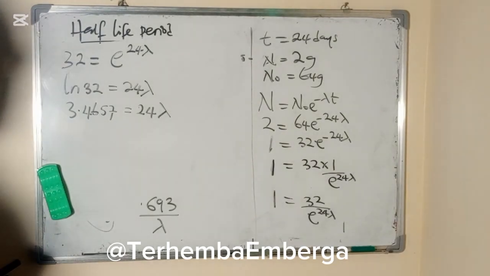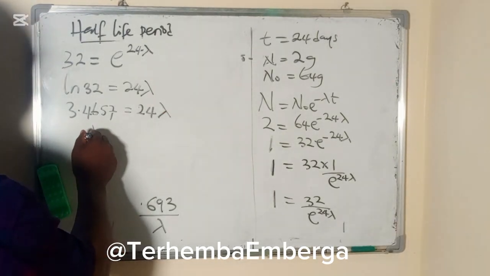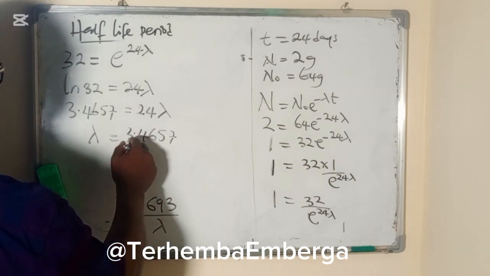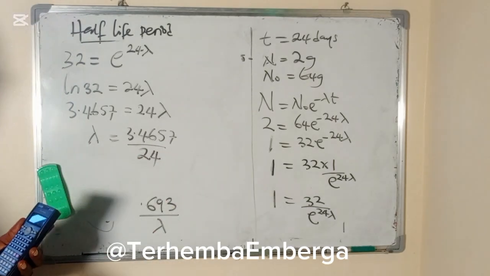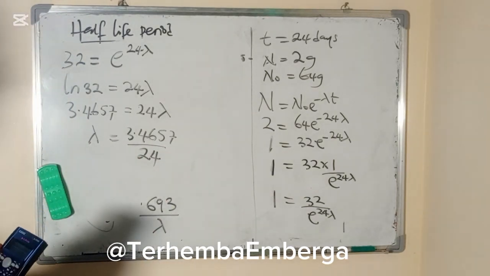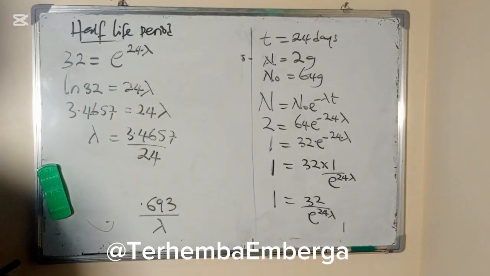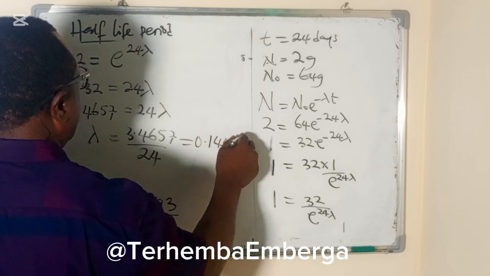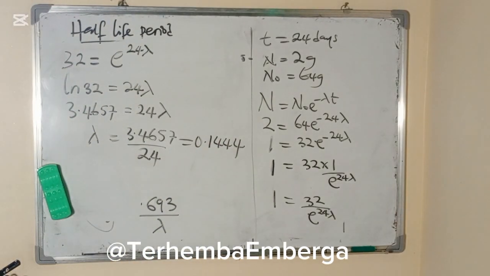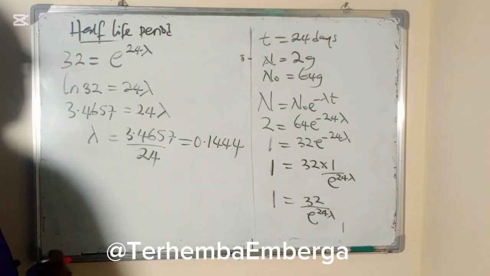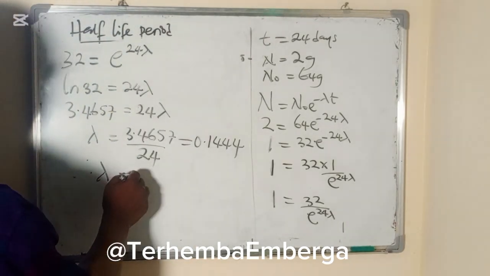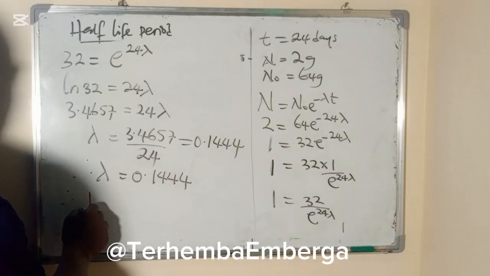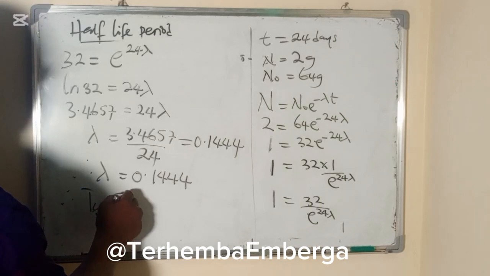So at this point, we make lambda the subject. Lambda becomes 3.4657 all over 24. So if you divide this by 24, we now have 0.1444. So we now come back to this point. Therefore, our decay constant is 0.1444.